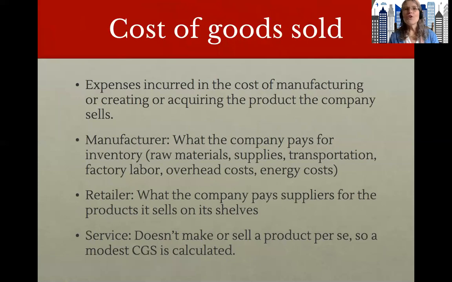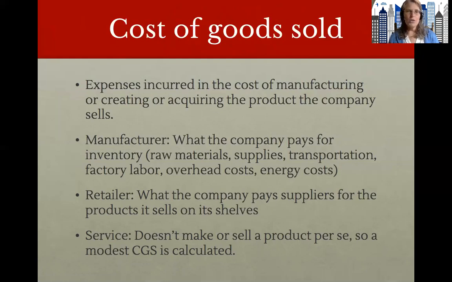So let's look first at the cost of goods sold. What does that really mean? We're talking about the expenses incurred in making the product that the company sells. So if it's a manufacturing public company, then it's going to be what that company pays for in inventory. That includes the raw material, supplies, even transportation, the factory labor, any overhead cost, energy cost, everything associated with the manufacturing of a product.